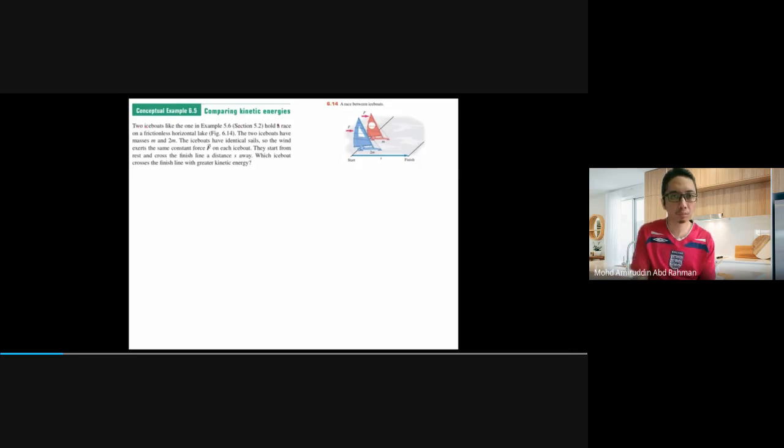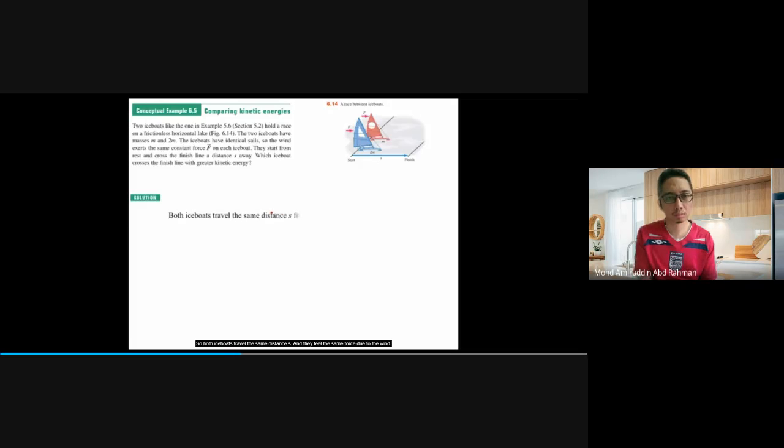In conceptual example 6.5, two ice boats hold a race on a frictionless horizontal lake as shown in this diagram. The boats have identical sails and feel an identical force due to the winds, shown as F in the diagram. However, the blue boat has twice the mass as the red boat. Now, if the boats start at rest and race over a distance S, the question is which ice boat crosses the finish line with a greater kinetic energy?